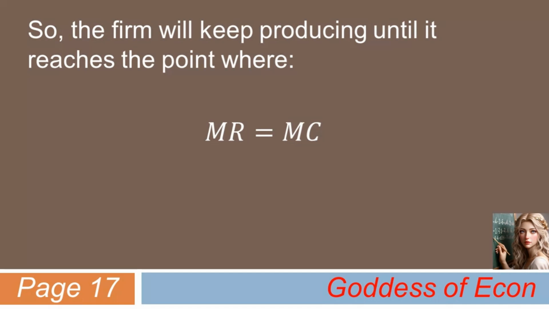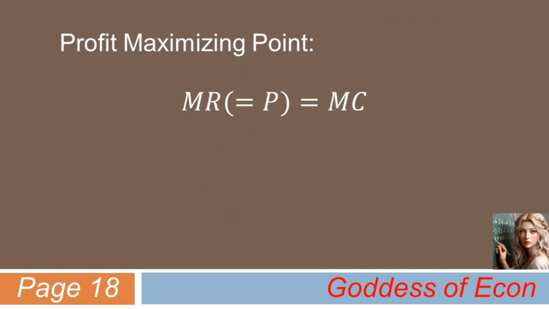And what was MR in a perfectly competitive market? The market price. Therefore, the profit maximization condition for the firm can be written as follows. MR, which is equal to P, equals MC. Doesn't this profit maximization condition look really cool to you?